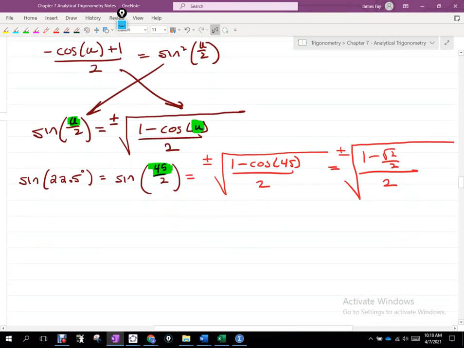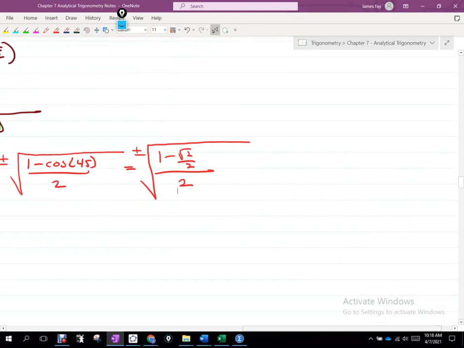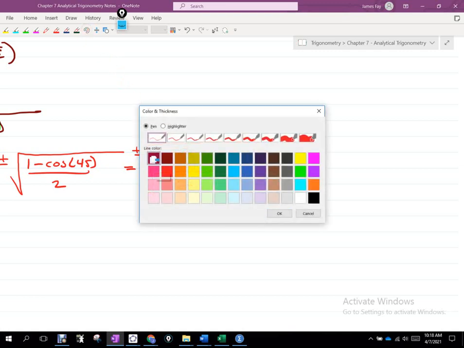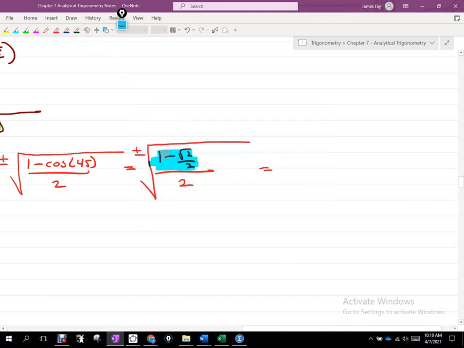Now that's a nasty looking radical. Okay, we're going to clean that up a little bit. Common denominator in the numerator here, if I just look at that, what is the common denominator there? Would be 2, right? Okay, so I'm going to rewrite that as plus or minus. Okay, so it's going to be 2 minus root 2 all over 2. That's going to be just that blue thing, right? Still all divided by 2.